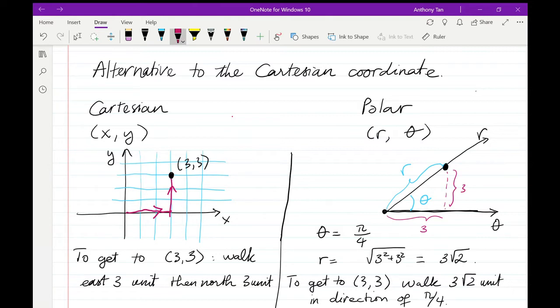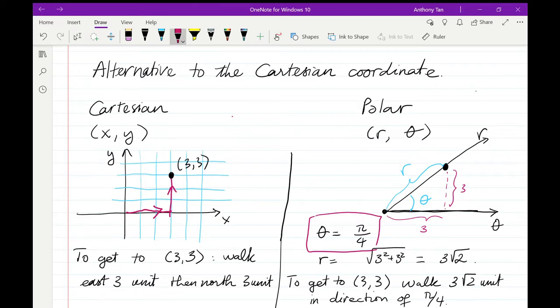But in polar coordinate, instead of having x and y, you would have r and theta. Theta tells you the direction that you have to look into or have to go to, and r is the distance in that direction. So for example, let's still consider the point (3, 3). I want to go to the point (3, 3), so I will look at the angle pi over 4. Theta will tell me the direction. And how far do I have to go in this direction is given by 3 square root 2.